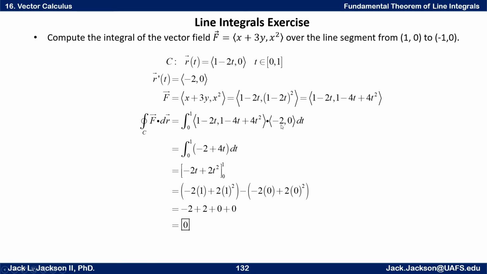Plus, we get the first part here times the first part here. That distributes and becomes negative 2 plus 4t. That's a super easy integral to do. You just get negative 2t and then 2t squared for your antiderivative. Evaluate from 0 to 1. You get negative 2, positive 2, 0, and 0 for the 4 terms. That adds up to 0.